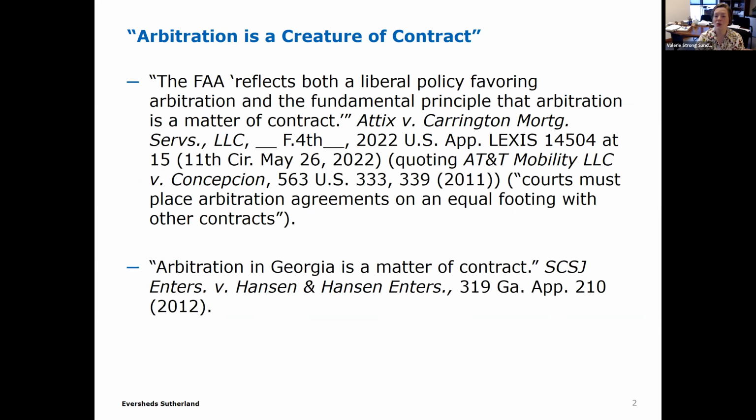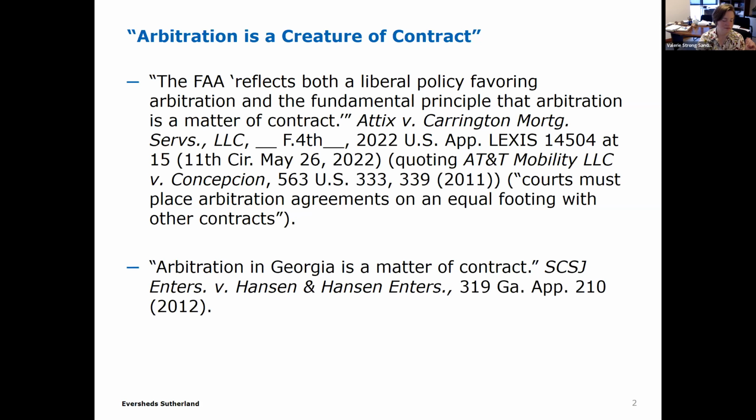And so an initial thought when I say that is, well, but hey, there's a federal statute, right? It's right there in your first slide, the Federal Arbitration Act, the FAA, and Georgia, of course, has an arbitration code. One might say two arbitration codes. More on that in a minute. So, is it really just contract? Well, it's not just contract, but that's where it starts.